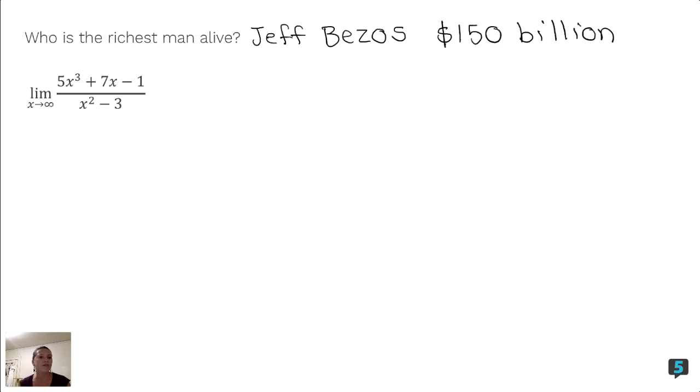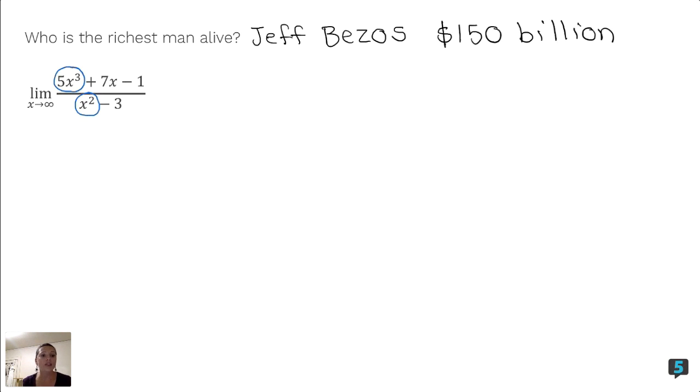The first example I have for us is the limit as x approaches infinity of the function 5x cubed plus 7x minus 1 all over x squared minus 3. Now, keeping in line with that theme of the fact that smaller numbers become a little bit insignificant as we get bigger and bigger and approach infinity, when I look at this limit, the only thing that I'm really going to pay attention to is the term that grows the fastest in the numerator and the term that grows the fastest in the denominator.